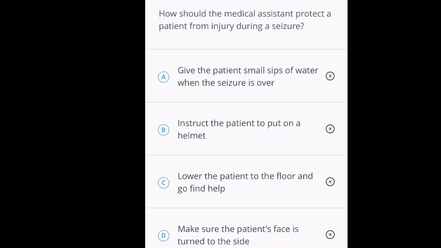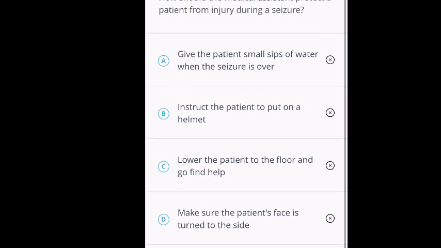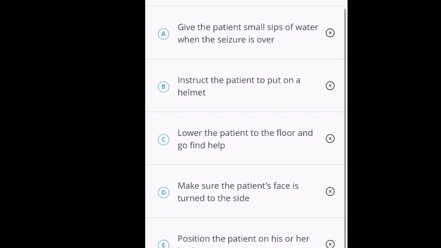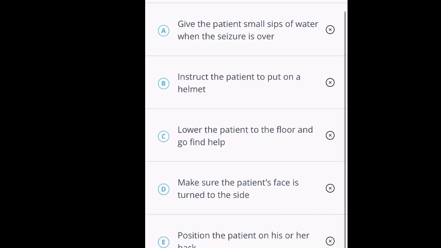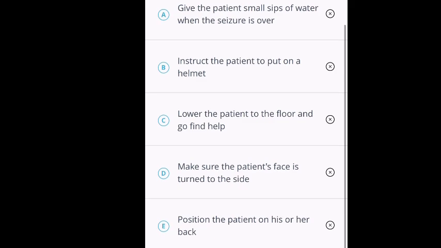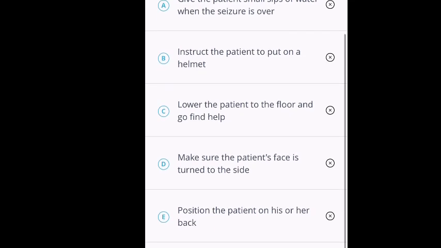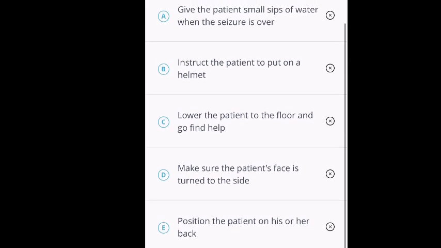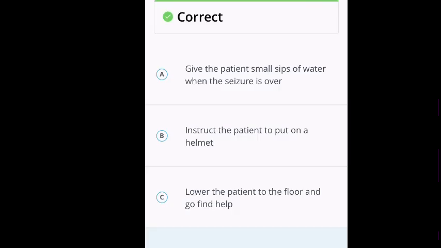How should the medical assistant protect the patient from injury during a seizure? Give the patient small sips of water when the seizure is over. Instruct the patient to put on a helmet. Lower the patient to the floor and go find help. Make sure the patient's face is turned to the side, or position the patient on his or her back. The correct answer is make sure the patient's face is turned to the side.